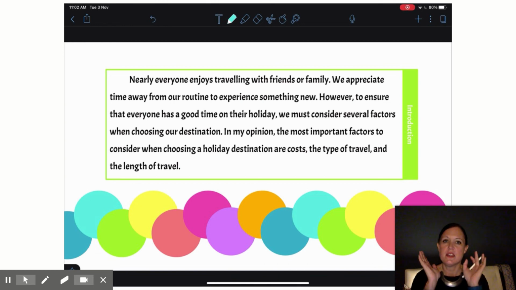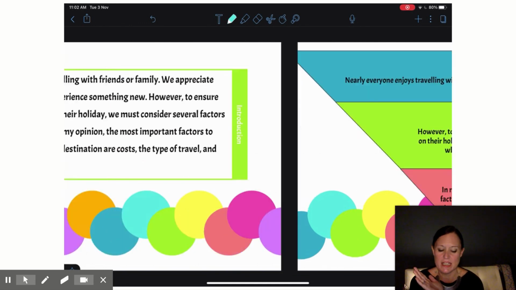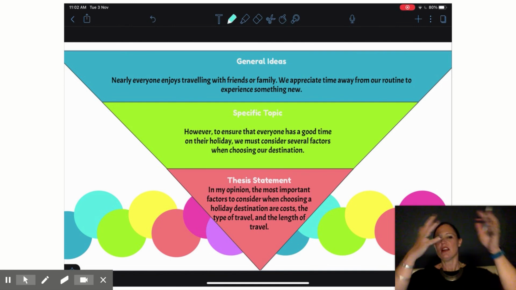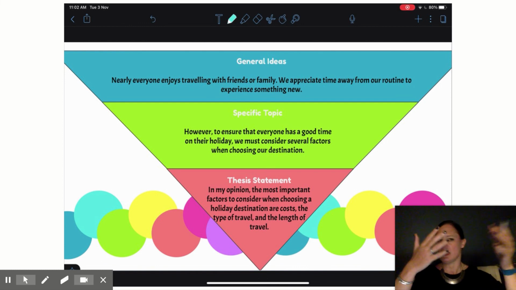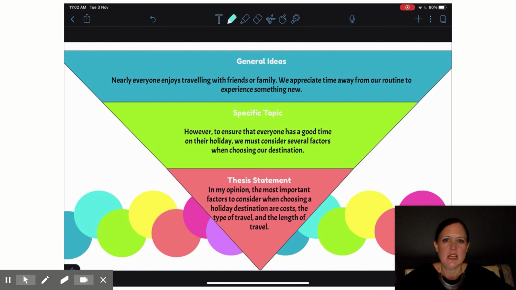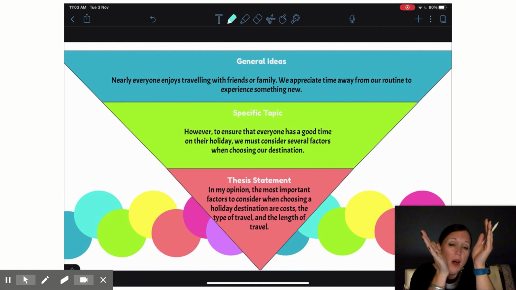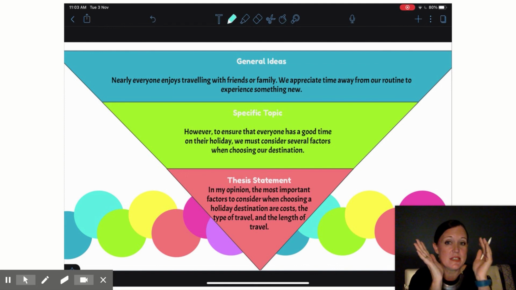Okay, so can we find the general ideas, specific topic, and thesis statement here? Sure we can. It's super easy, right? That first 2 sentences are my general ideas. It's giving just kind of a background, general explanation of why do people like to travel. We enjoy traveling with friends and family. We appreciate the time away, experience something new. Everybody likes to travel. Then my specific topic, though, brings it into, why do we need to think about these things? Well, to make sure everyone has a good time, we need to consider some factors before we choose where we're going to go, right?